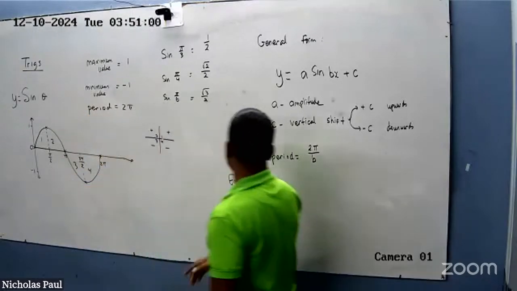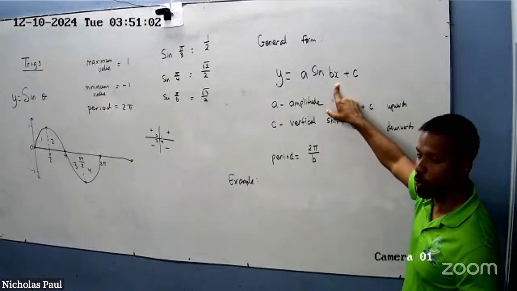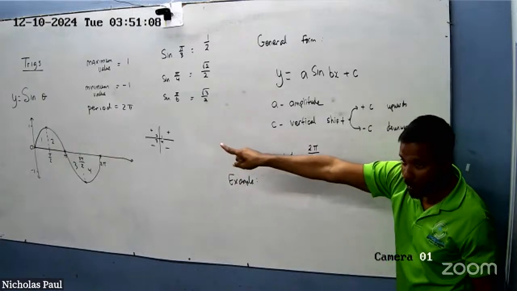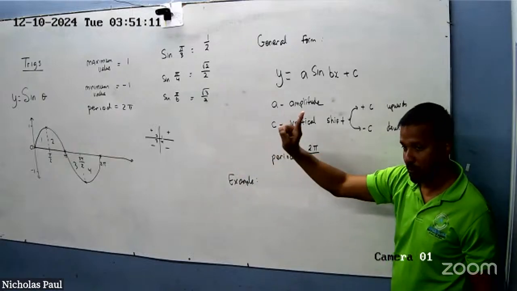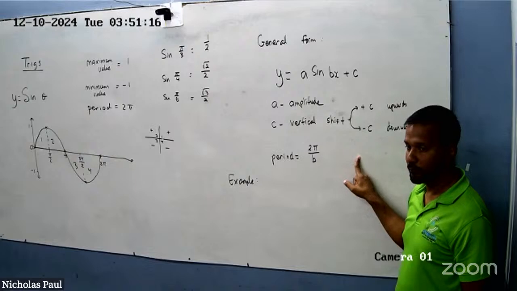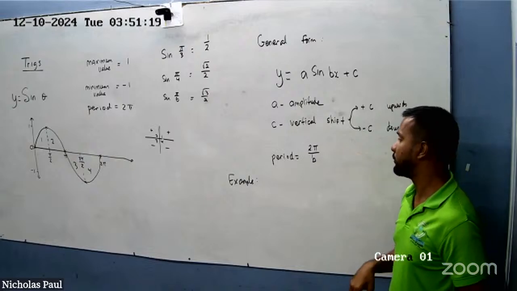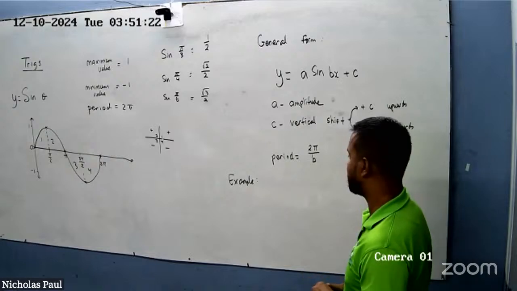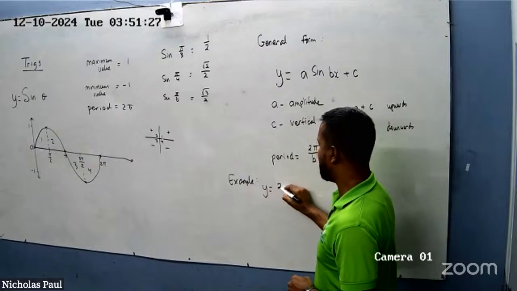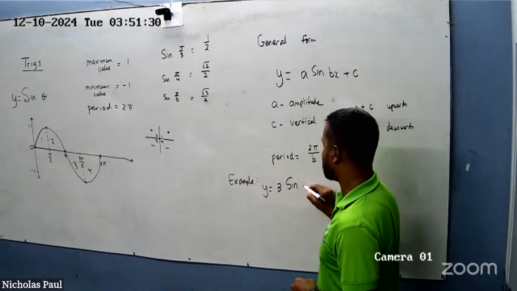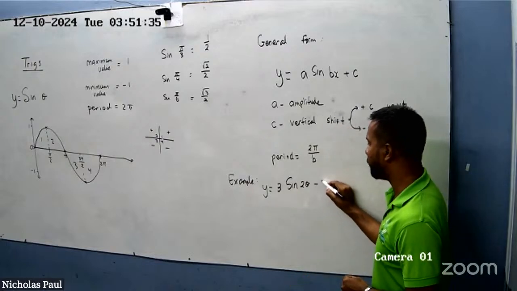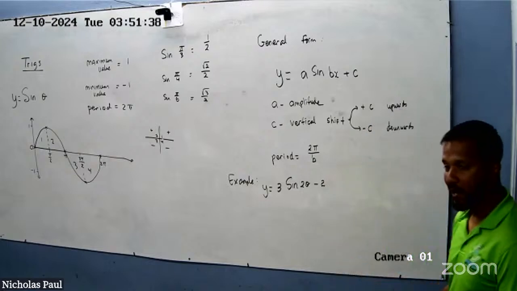And the value in front of theta or x tells us what the period is. In our example, the value in front of theta is 1, so the period is 2 pi on 1, which is 2 pi. So let's try a small example. Let's try 3 sine 2 theta minus 2. Try to sketch this.